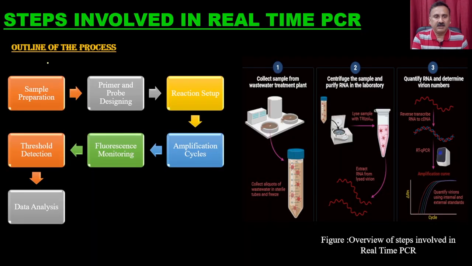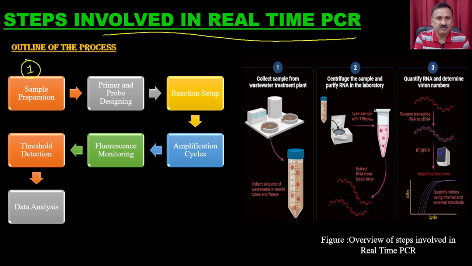Now, once you prepare the cDNA, you can perform the real time PCR. There are steps involved in the real time PCR. The first step is the sample preparation. Sample preparation means you are going to denature the cells. Suppose you started with cells or with a fluid, or whatever. You are going to crush the cells, denature them, and extract the RNA or DNA, whatever the target molecule you want to quantify.